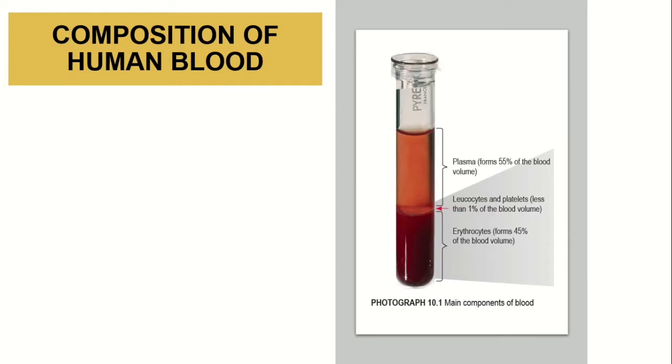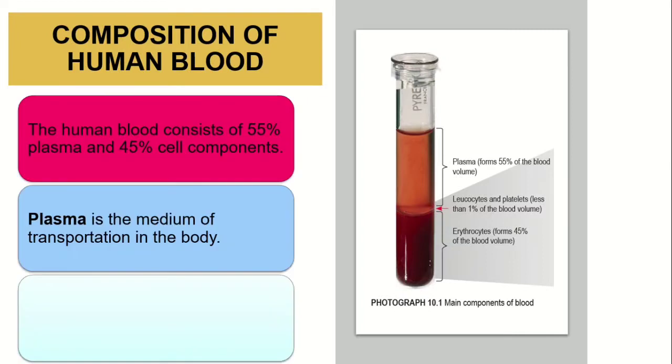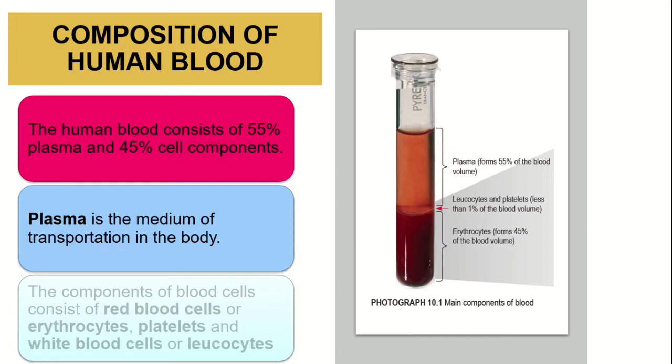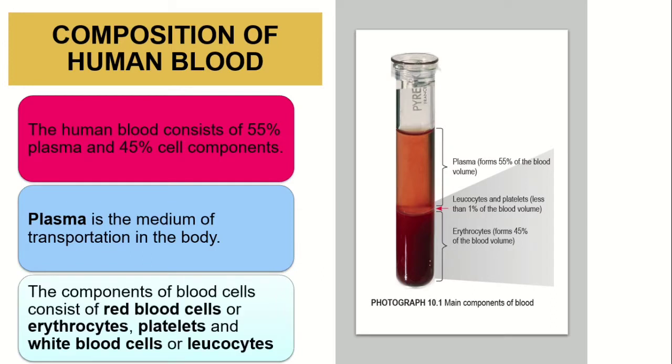Now we are going to discuss the composition of human blood. The human blood consists of 55% plasma and 45% cell component. The plasma is the medium of transportation in the body. The components of the blood cells consist of the erythrocyte, platelet, and leukocyte.